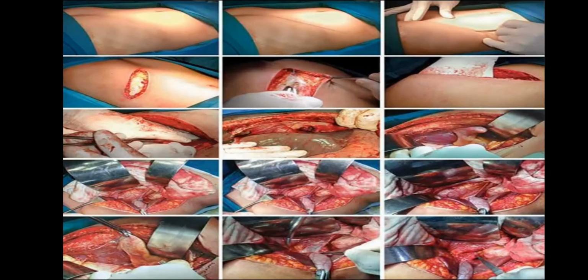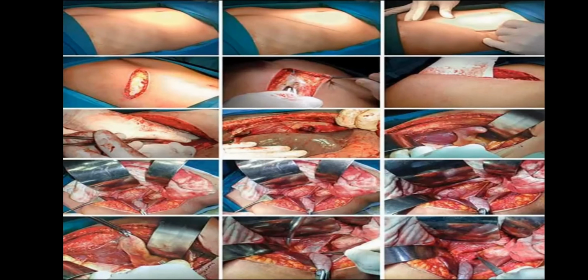And its approaches are two types: open and laparoscopic. Open is again divided into different types on the basis of the incision. The technique as such is that after opening the abdomen, the colon is pushed downwards and the stomach is pushed medially, so that we can visualize the gallbladder.